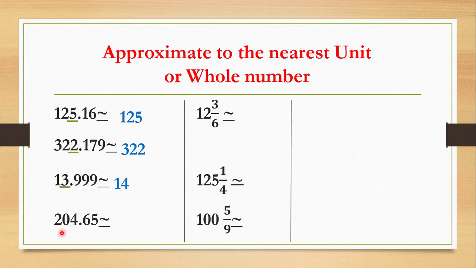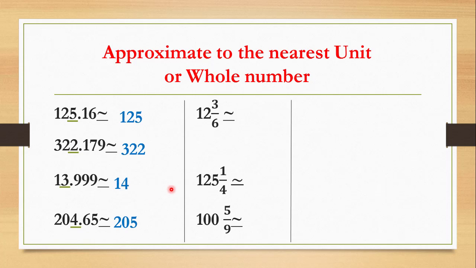Also here we have 204.65. The unit is 4. The next digit to the right is 6. 6 is greater than 5, so I'll add 1 to digit 4 to become 5. So it's approximately equal to 205.